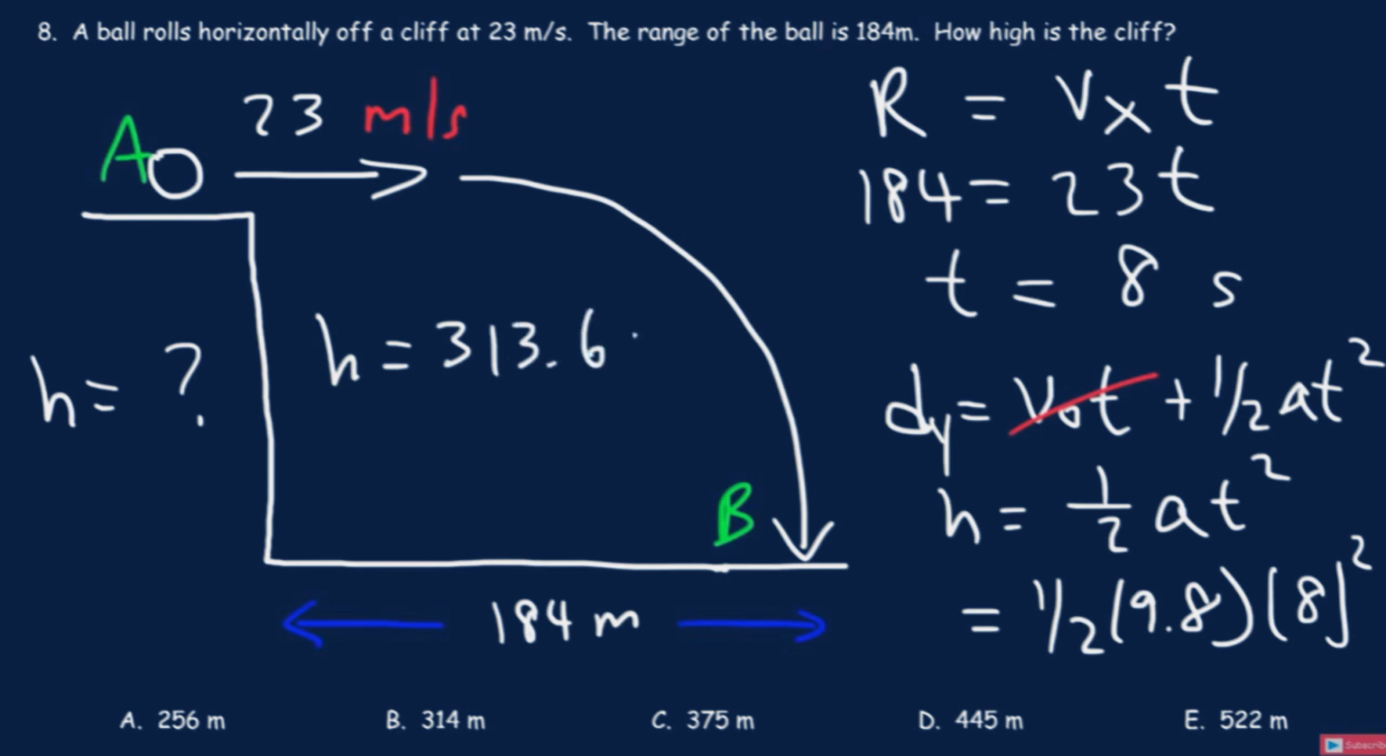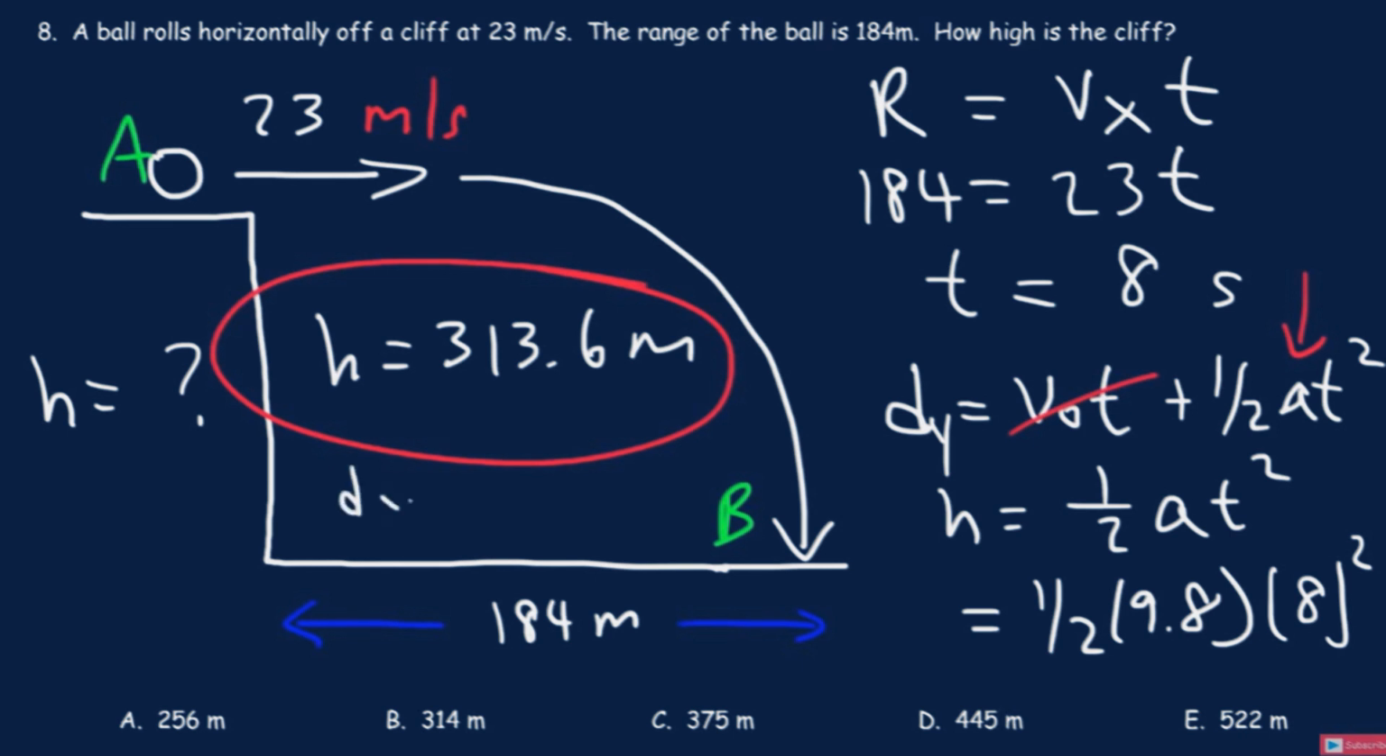So if you plug in negative 9.8, you will get that dy is negative 313.6, but that simply means that the ball travels 313.6 meters in the negative y direction. Thus, the height of the cliff is this number, so B is the right answer.